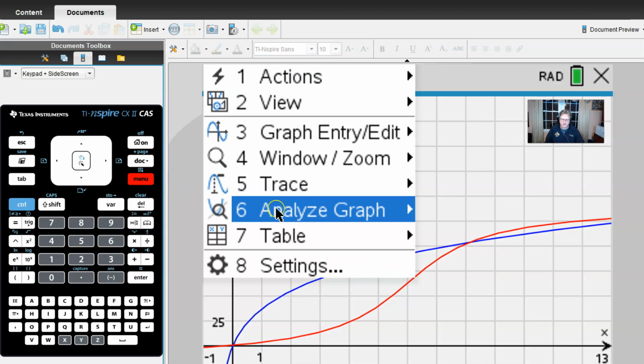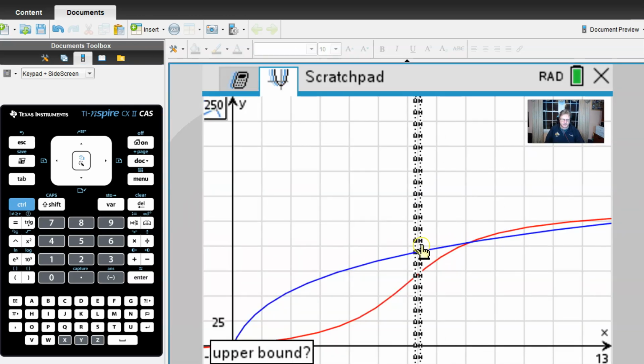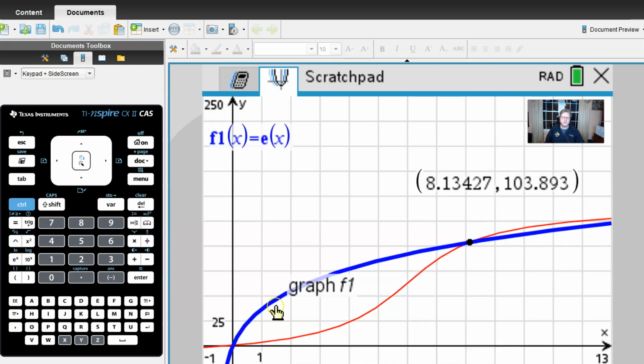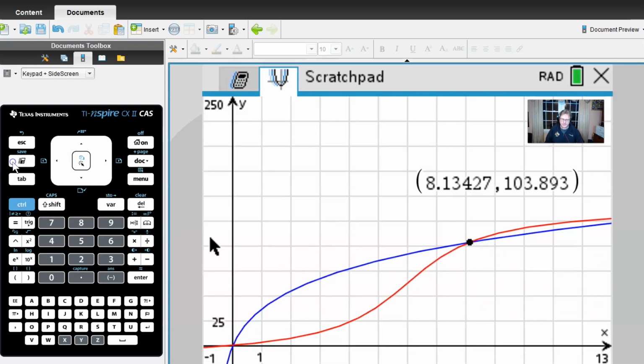So I can just go into my menu, Analyze Graph, choose Intersection, sweep over, and boom, that answer looks very familiar, 8.134, which is the answer that I've gotten here. Now you can do the same thing with this intersection just down there at the bottom.